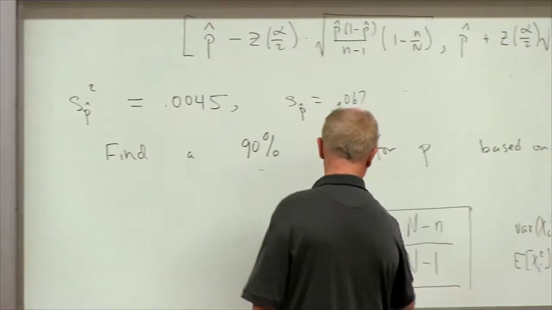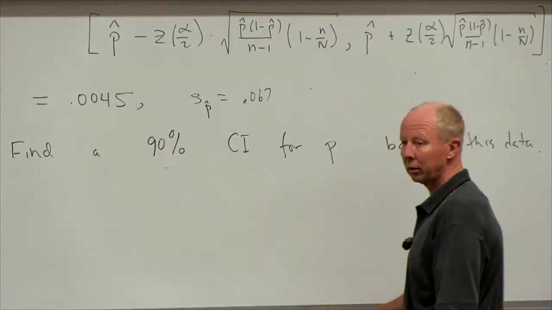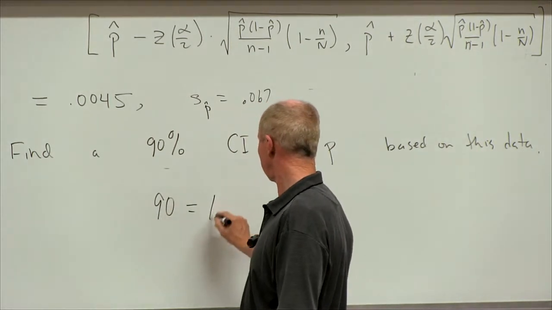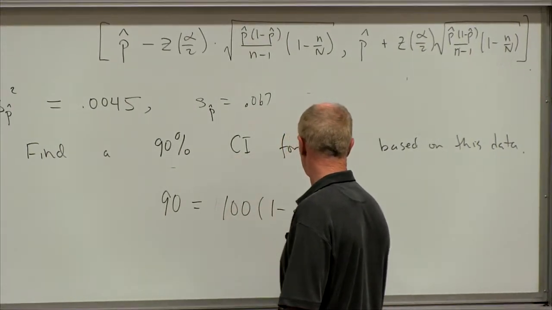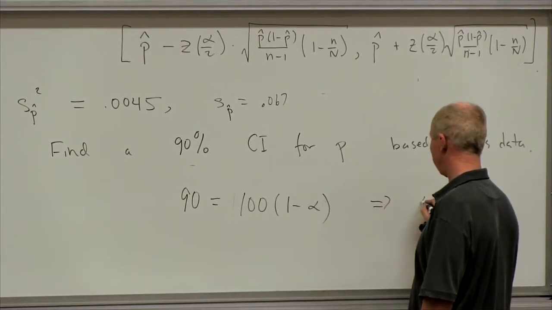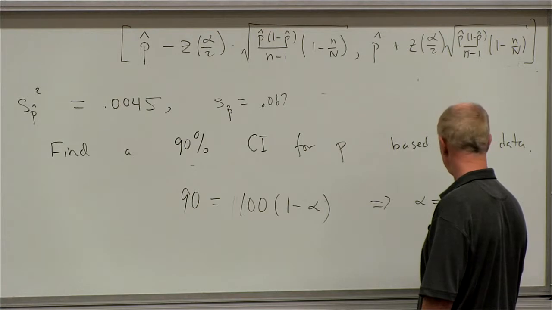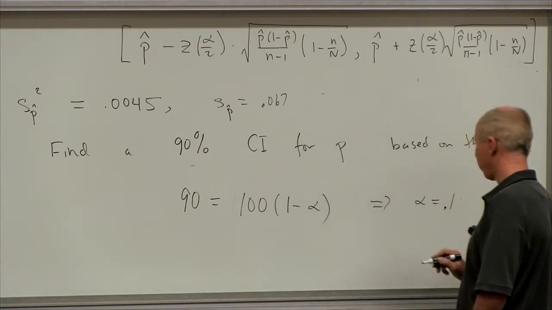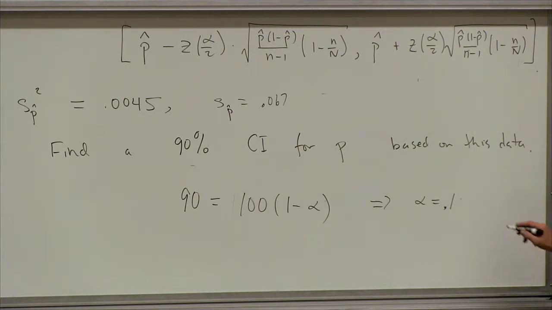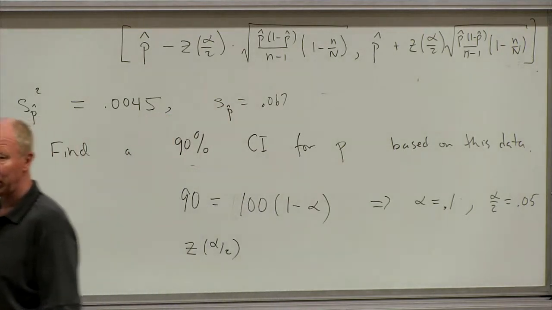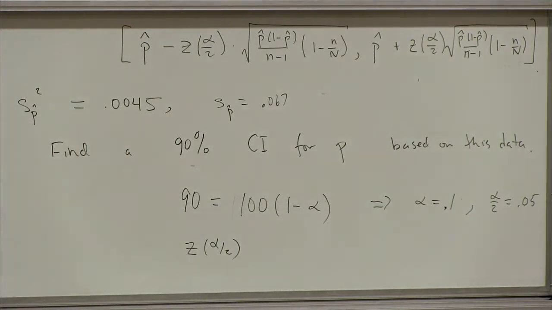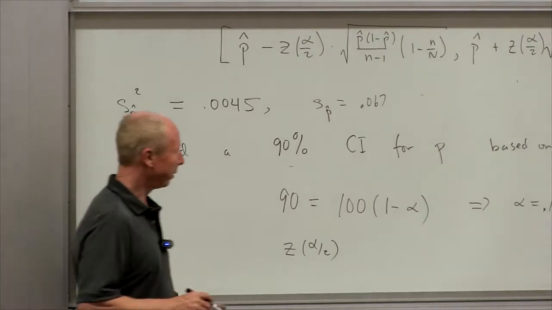So 90 is, first I guess you express 90 as 100 times 1 minus alpha. So it means alpha is 0.1, right? Yeah. Alpha is 0.1. Alpha over 2 is 0.05. Yeah. Z of alpha over 2. That means that there's a little switch in notation from here to the table for normals.